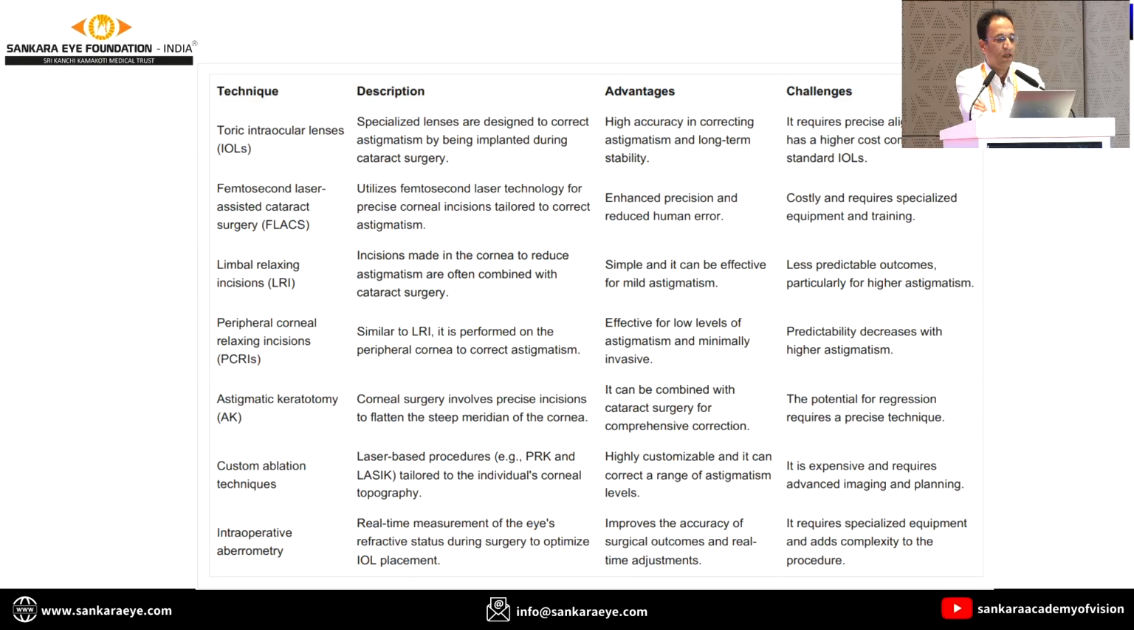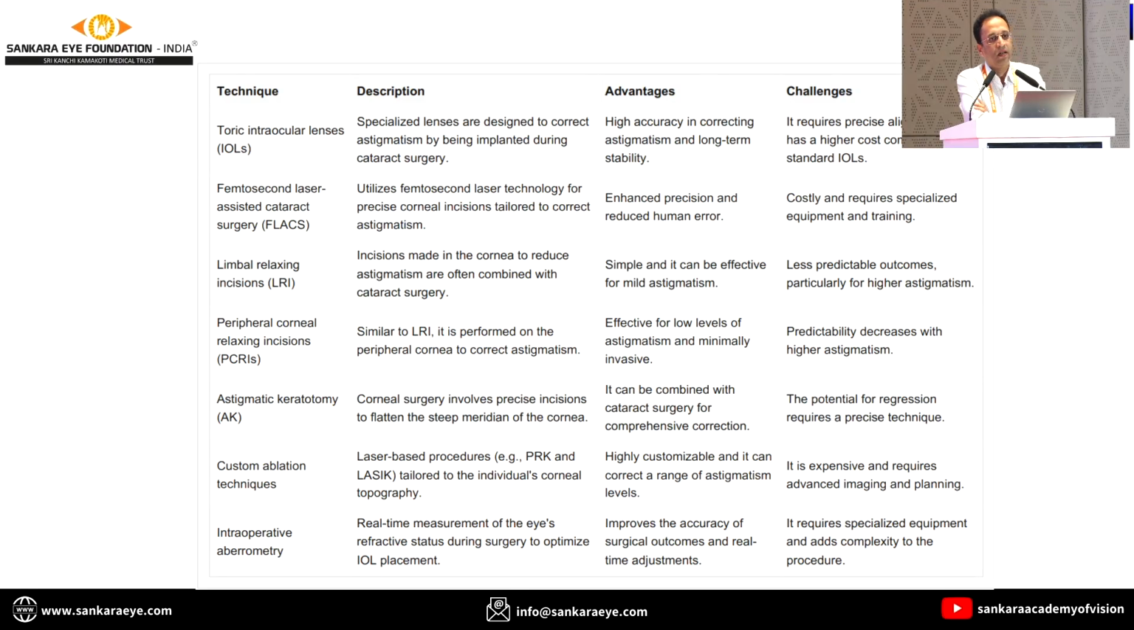One is intraocular lenses, that's the hallmark. Now you have FLAX, which uses femtosecond technology for this. The only challenge is it's more costly. LRIs and PCRIs were always there, but because of regression and unpredictability, it somehow is losing its credibility. And post-surgery custom ablation is one option that we have for the unsatisfied patients.